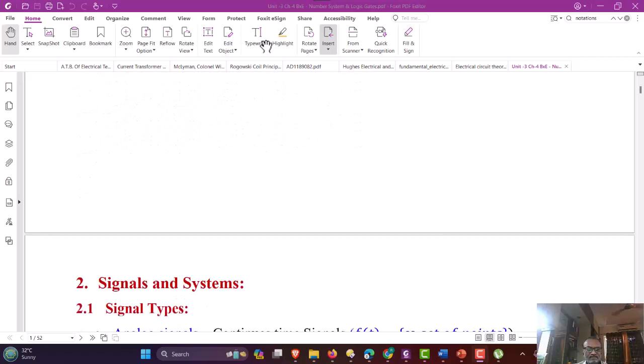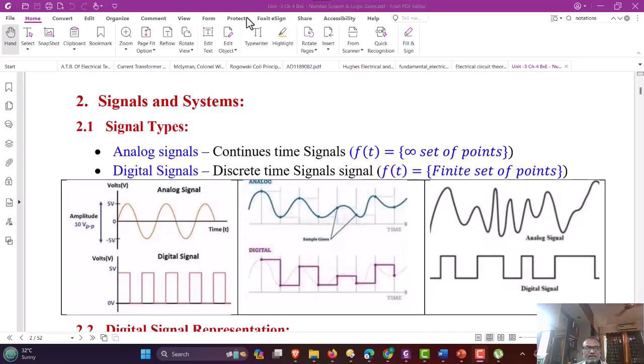So let us start. We will start with some preliminaries. Let us see signals and systems. In electrical engineering, we will mostly focus on two signals, that is voltage and current. According to their representation, the signals are classified under two categories, analog signals and digital signals. The voltage and current signals are functions of time.